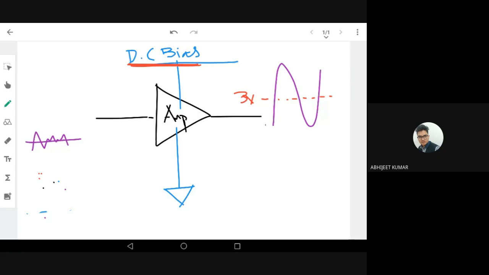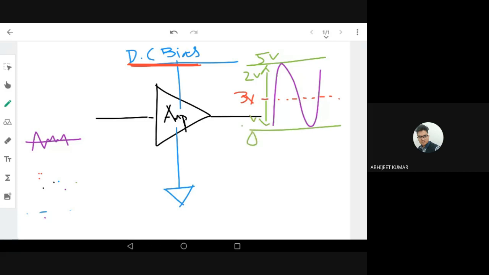The middle is 3 volt, and above 3 volt there can be maybe 2 volt extra, making it 5 volt maximum here. And below also it can go down, maybe till 0 volt.